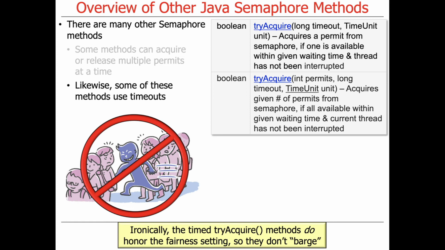Barging is just, if you remember when you were in elementary school and you were waiting in line at the cafeteria or wherever, and someone barged in line or cut in line, that was considered rude. So the timed tryAcquire methods don't barge, whereas the non-timed ones do.